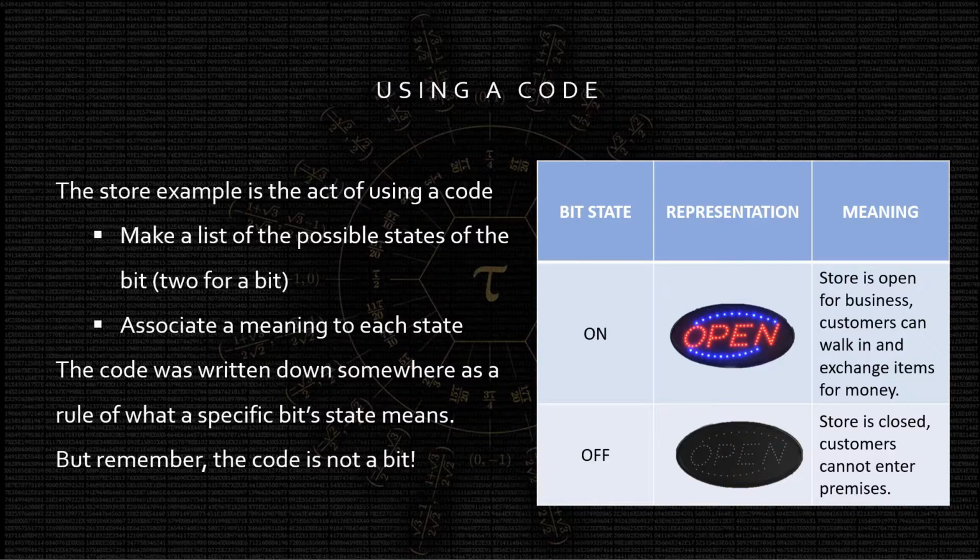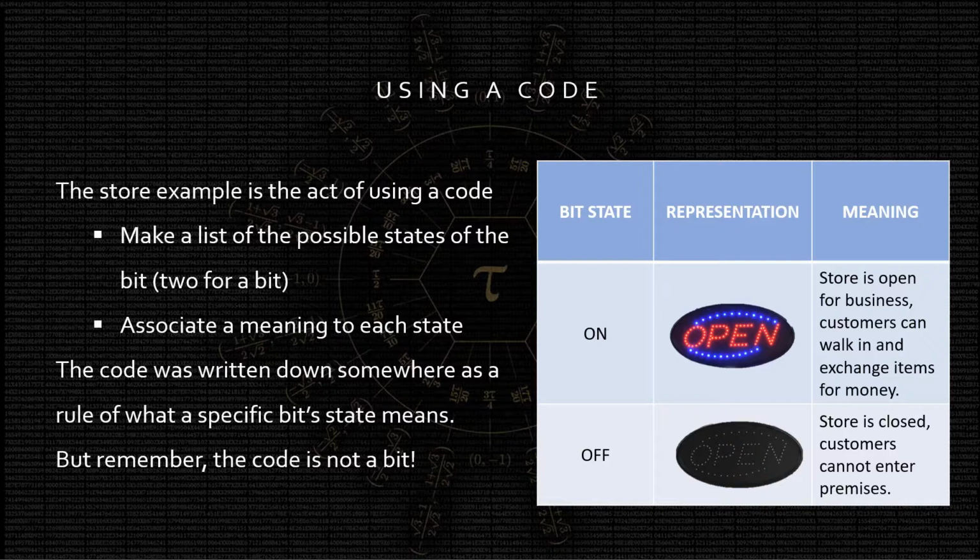We have the state of the bit, it being on or off. We have a representation of that bit, or a way to know the state of that bit. In our case, we know the bit is on if the open lights are on, and we know that the bit is off if the open sign is off. And finally, we attach a meaning to this state, or to the representation that we observe. In our case, the store is open for business when the sign's on, and the store is closed when the sign's off.